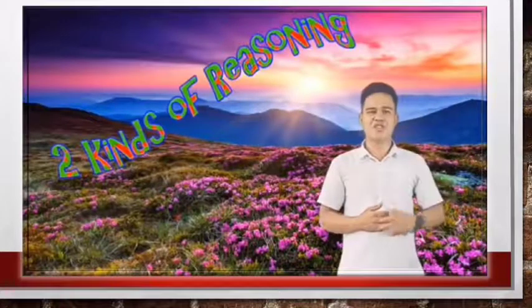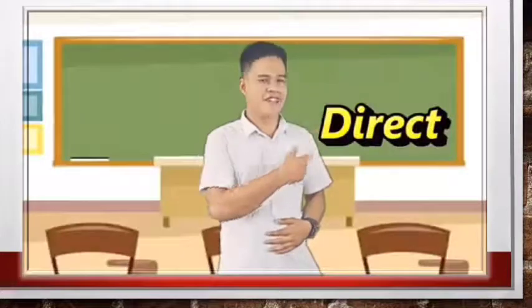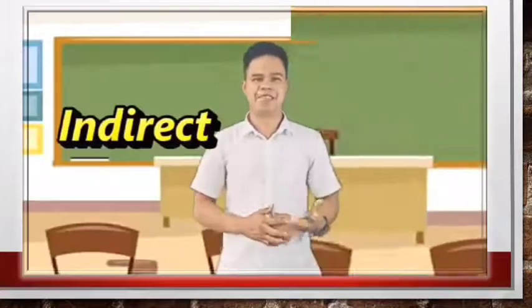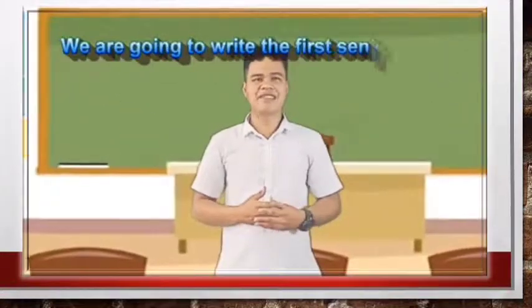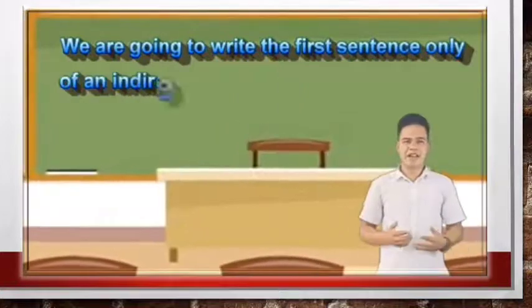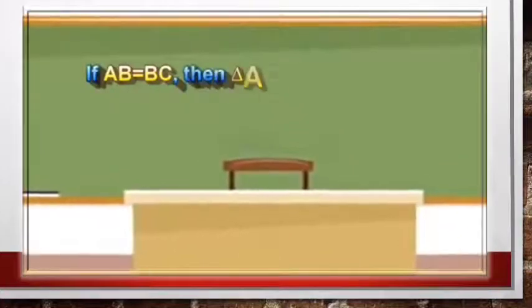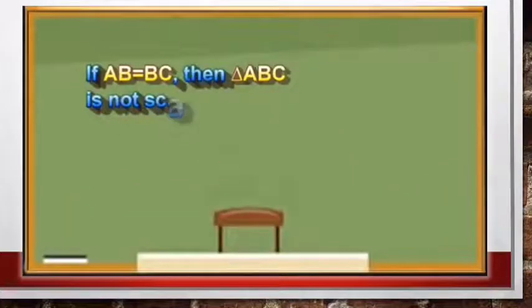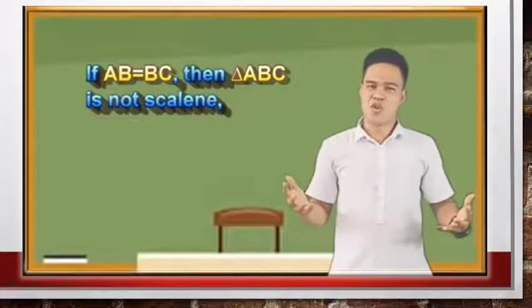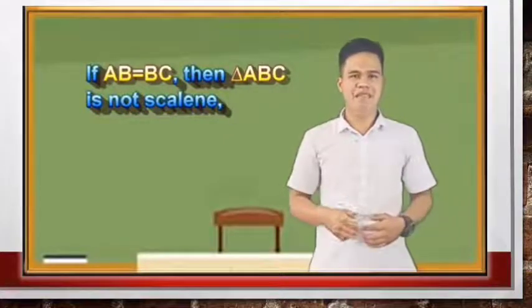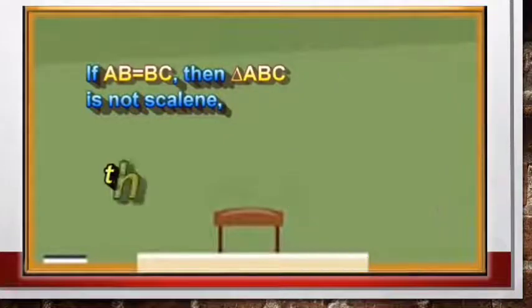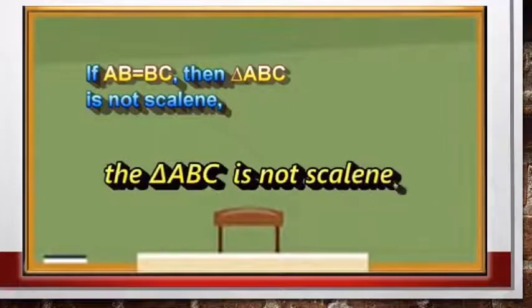Two kinds of reasoning, and you heard that one already, namely direct and indirect reasoning. This time, we're going to write the first sentence only of an indirect proof of the proposition shown. Example: if AB equals BC, then triangle ABC is not isosceles. So where's now our conclusion? Yes, exactly. The triangle ABC is not isosceles.